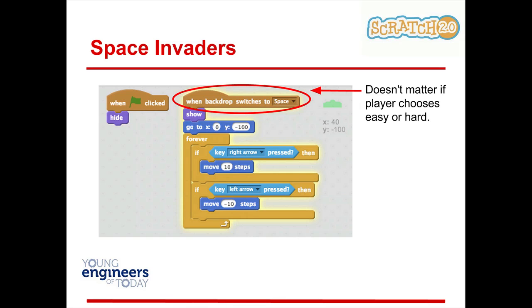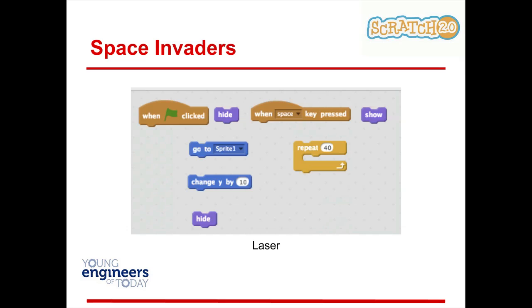In the beginning, notice when we have that backdrop switch to space, we're not worrying about easy or hard right now. So don't worry about it. It doesn't matter if they chose easy or hard. We're going to have this pop up. Now, the laser. The laser we want to hide as well. We don't want that to start up, so you're going to have that under when clicked, hide. Then, when spacebar is pressed, we want it to show.